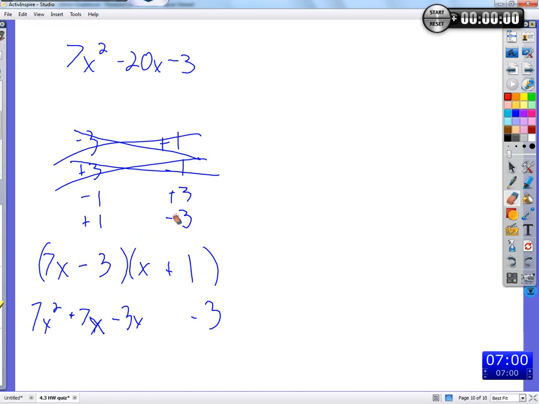Okay. Well, then let's try negative 1 and positive 3. Let's try that out. We're still going to get 7x squared and negative 3. It's the middle term that's going to be different. So we get 21x and negative x. Oh, we're so close. That's positive 20x. But we want negative 20x, so.